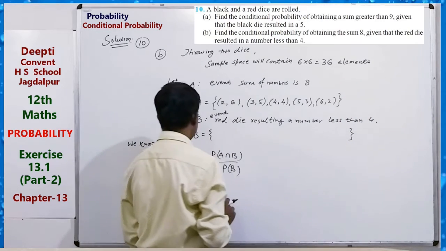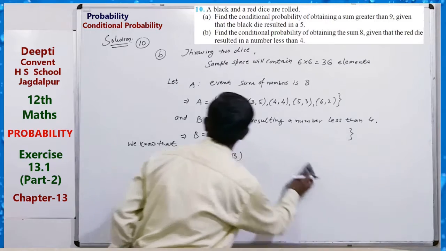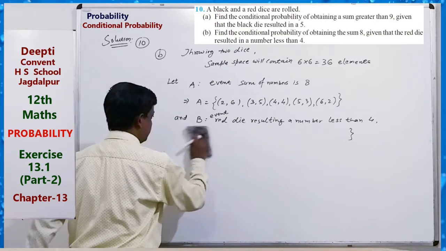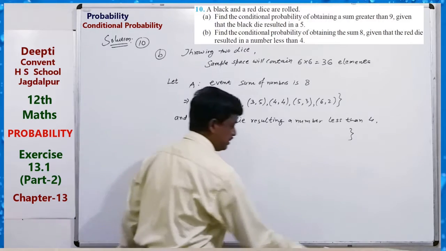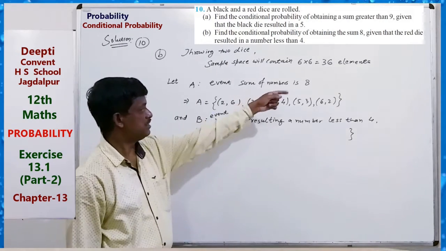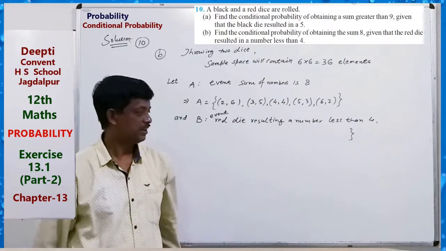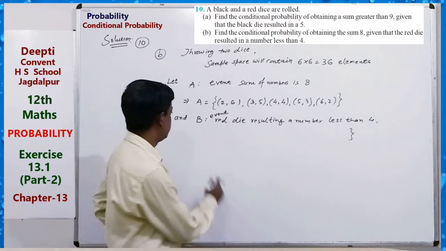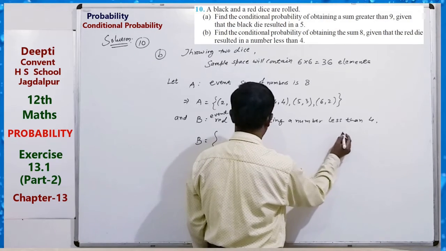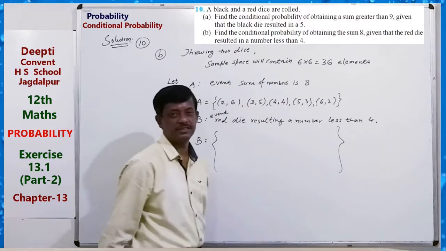Okay. Now here, second, just B for writing B. This is for the first. The sum is 8. Now for the second, there will be many combinations. How?